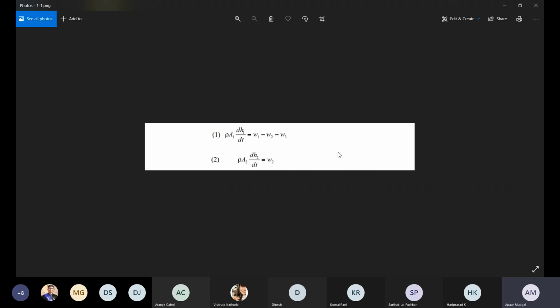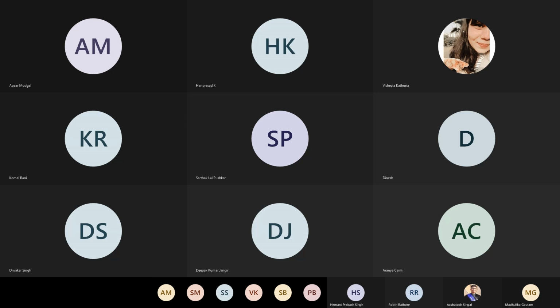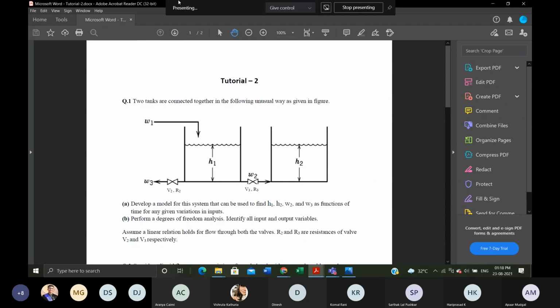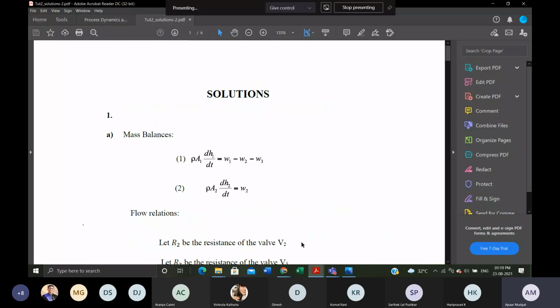You can switch between the tutorial and this, showing the problem sketch and the steps that you need to take. So the first equations: we can use the conservation of mass here. The accumulation of A1 would be equal to rho A1 dH1/dt, and that would be equal to the inlet we are getting minus the outlet that is getting out. So the first equation for H1 with respect to time, the dynamic model, would be this.